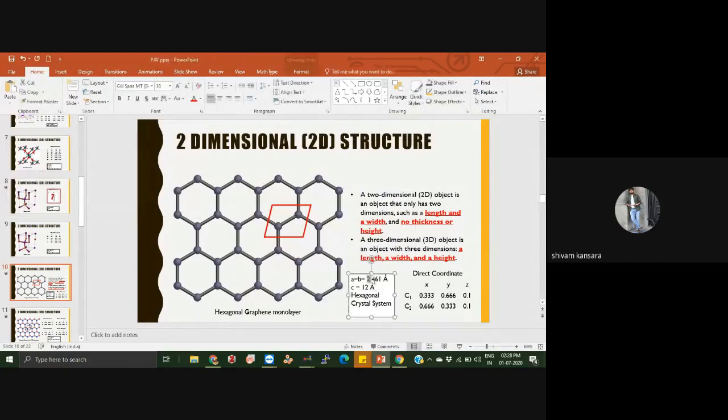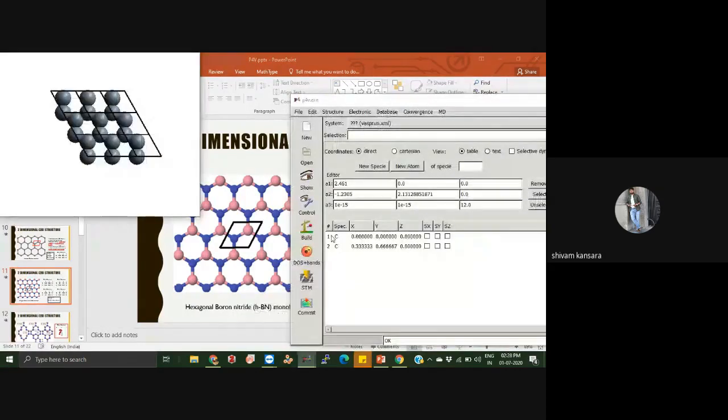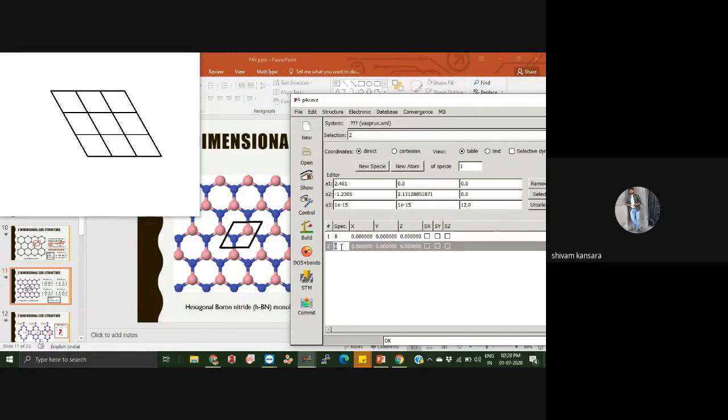Fine. 2.46, and the C is 12 angstrom. Now the second one of the most famous systems in this area is boron nitride, BN. The crystal system of boron nitride and graphene are the same. We should just replace the atoms here. Both are C, but one should be B and the other N. So I remove the species, and this is B, and this is N.